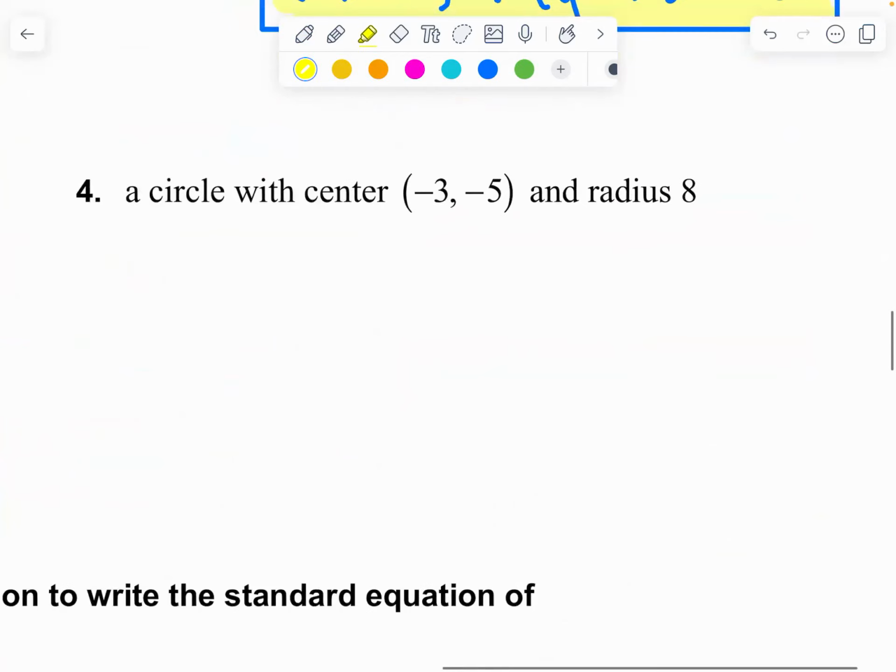All right, you and your elbow partner, take 1 minute to write the equation for number 4.